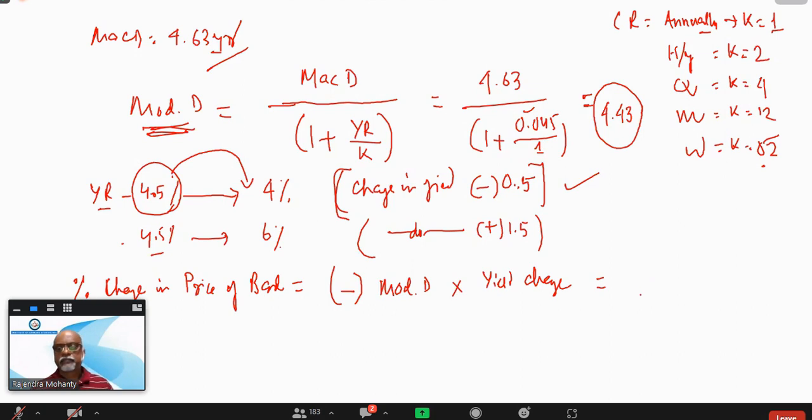Minus 2.25. 2.215. So is that a minus or a plus? Plus, sir. I always told you earlier, when the yield rate is coming down, it has to be a plus, because the market price has to go up. Minus into minus is a plus. How much? 2.215.